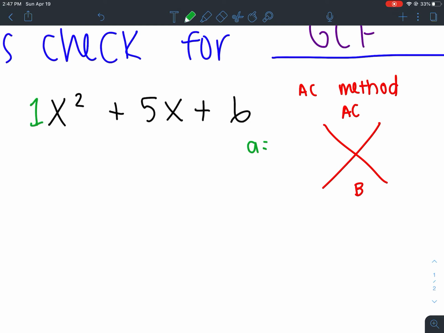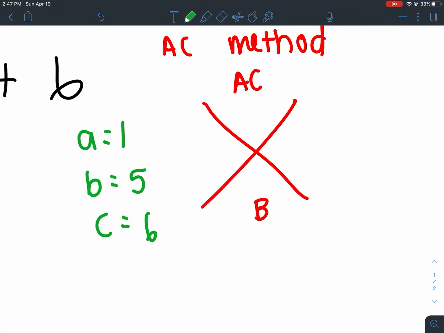The number in front of the x squared is 1. My B here is positive 5, and my C is 6. So using the AC method, AC means I'm going to do A times C. A is 1, C is 6. 1 times 6 is 6. All right? B is going to be 5.